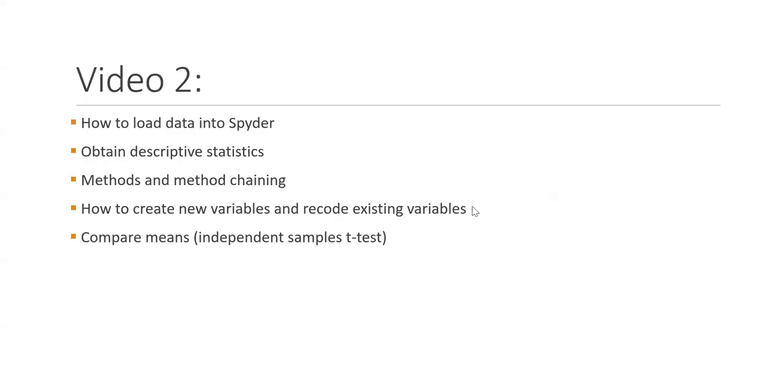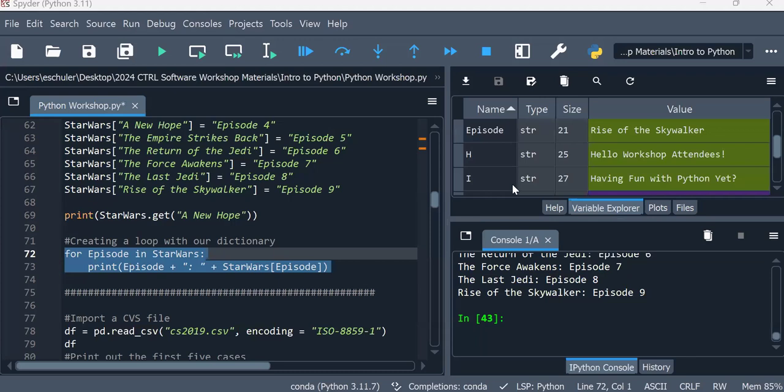In this video, we're going to talk about how to load in an existing dataset into Spyder, obtain descriptive statistics, talk about methods and method chaining, create new variables and recode existing variables, and compare means using an independent samples t-test.